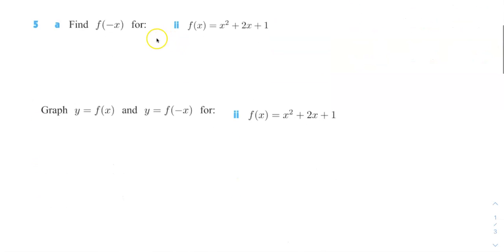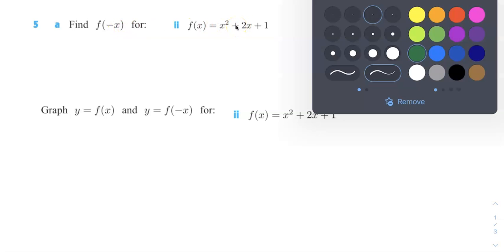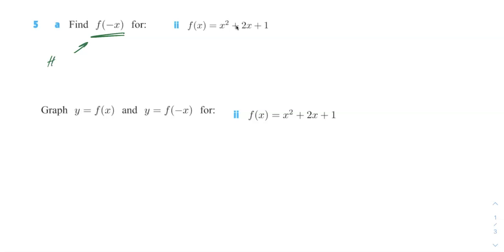Okay, next one. Find f of negative x of this thing. Looking at it, I know this is a horizontal flip. It's on the inside, so it affects the x. So my graph flips left and right, whatever my graph is. But how do I simplify this? Well, you just do what it says. Substitute x with negative x.